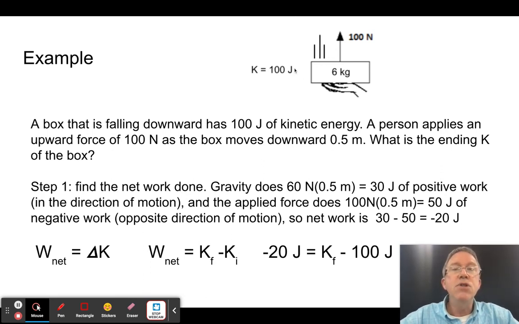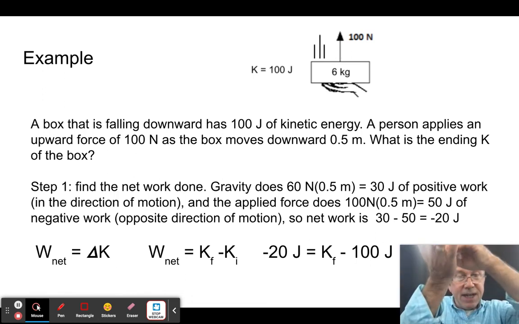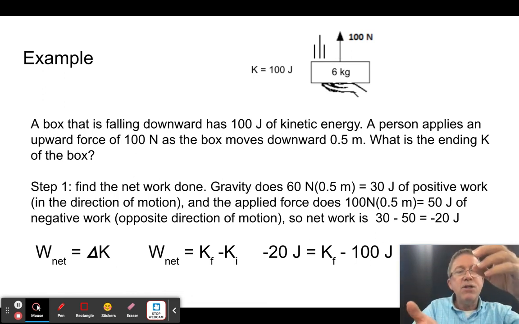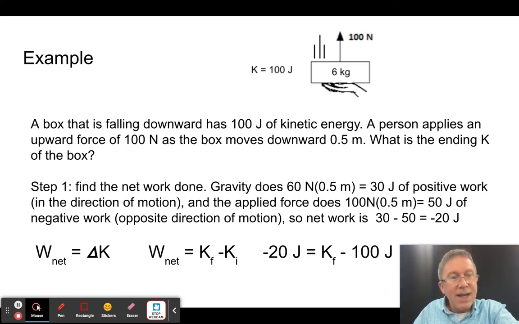And it has 100 joules of kinetic energy. I'm not going to make you calculate that. I'm just going to go ahead and tell you, okay? It's got 100 joules of kinetic energy. Now, this person, we see their hand here, they're applying an upward force as the thing moves downwards. And it's going to move downward 0.5 meters. So it's like imagine yourself catching a ball. The ball is moving down, but you're applying an upward force even as your hand moves downwards. All right. So I want to know what is the ending kinetic energy of the box.